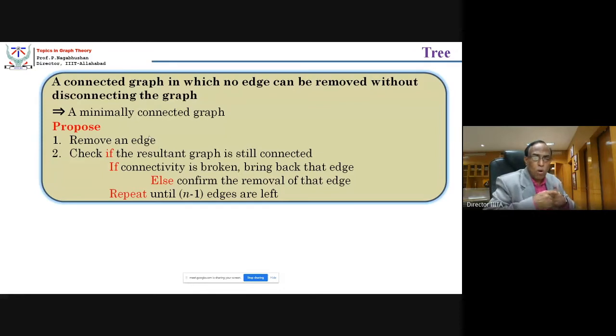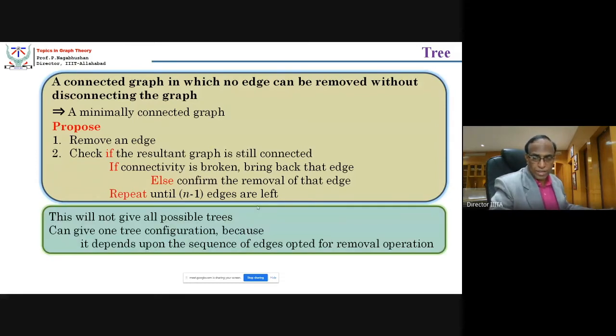Like that, you go on removing the edges. So this is not choosing n-1 edges; this is removing one edge at a time. The algorithm is: remove an edge, check if the resultant graph is still connected. If connectivity is broken, bring back that edge. Otherwise, confirm the removal of that edge and repeat until just n-1 edges are left, because after that, any edge removed shall destroy the connectivity. So that's an interesting algorithm.